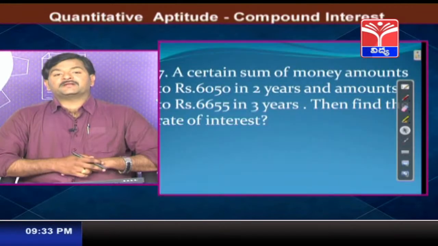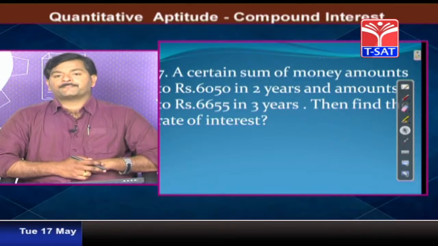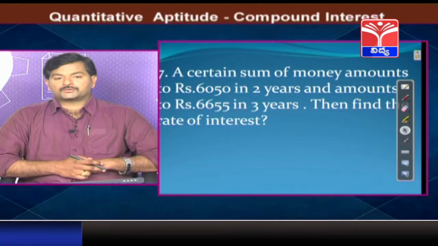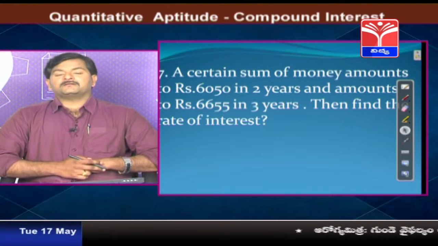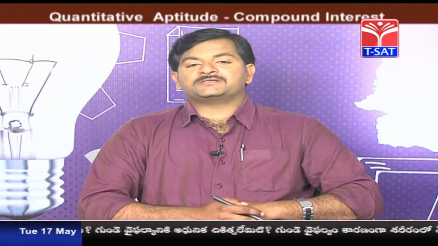A certain sum of money amounts to 6050 in 2 years and amounts to 6655 in 3 years. Then find the rate of interest. He asked to find out the rate of interest. A certain sum of money amounts to 6050 rupees in 2 years and amounts to 6655 rupees in 3 years. Then find the rate of interest.